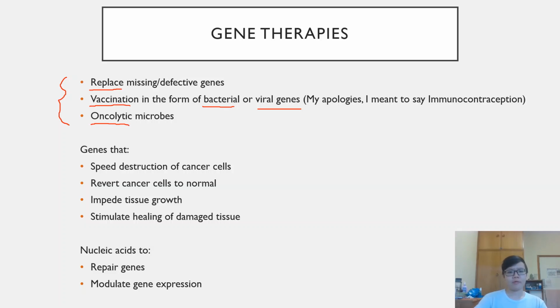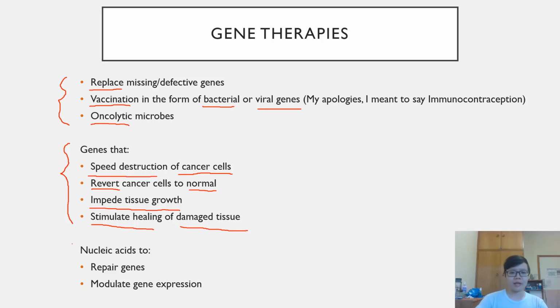Now, with this section here, it's a whole bunch of stuff that genes do. So they can speed the destruction of cancer cells, which means they kill the cancer cells faster, revert the cancer cells back to normal, so from cancerous tumor causing to a normal cell, or they can impede tissue growth. Because with cancer you have an excessive proliferation of cells which is uncontrolled, even in the absence of stimulus. So if you stop that, you stop the tumor from getting bigger. And finally, you can stimulate healing of damaged tissue.